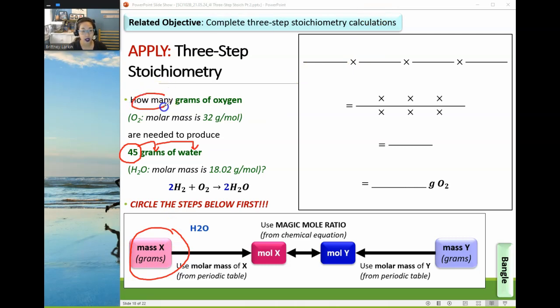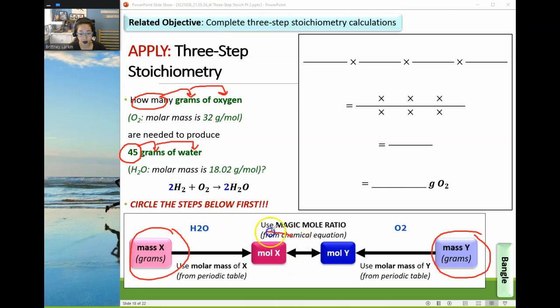Well, what you're ending with is how many grams of oxygen. That is a new chemical, so I'm going to label my new side as O2 for oxygen. And again, we are solving for grams here, so we should be ending with mass. Now think to yourself, what are the middle steps?